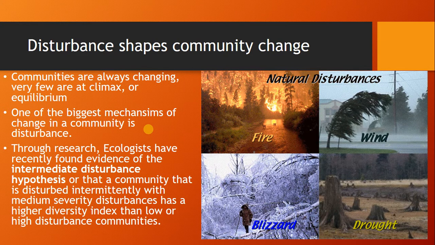Something that changes periodically. Through research, ecologists have recently found evidence of the intermediate disturbance hypothesis, which means that a community that is disturbed intermittently, not too rarely but not too often, and not too severely but not too lightly, has a higher diversity index than low or high disturbance communities. So these disturbances every so often are important for renewing the diversity of a given community.